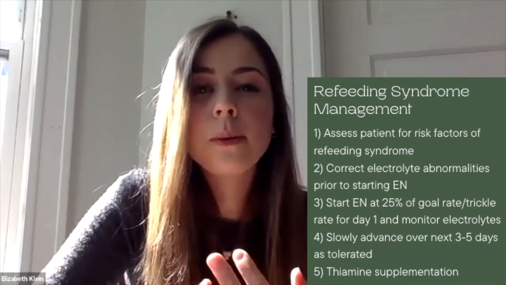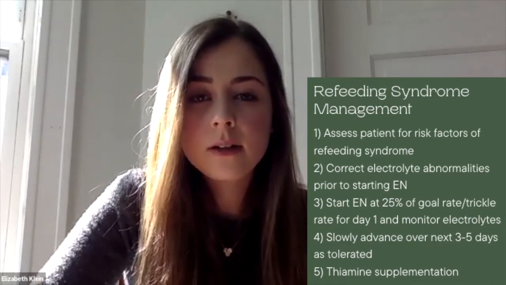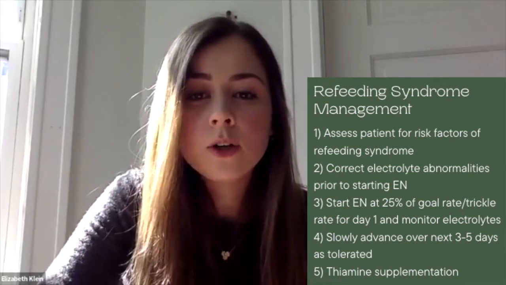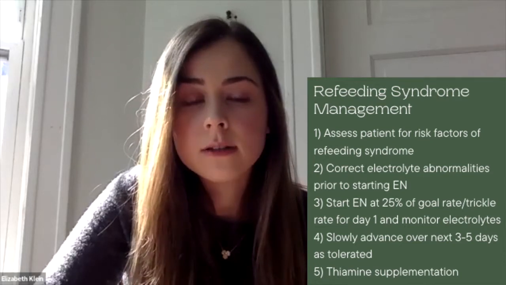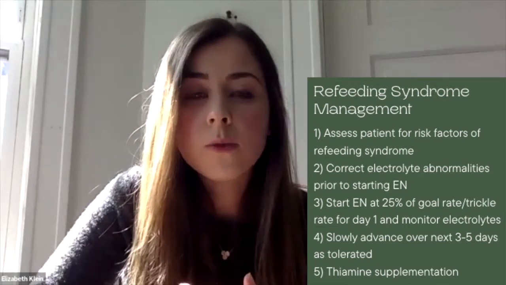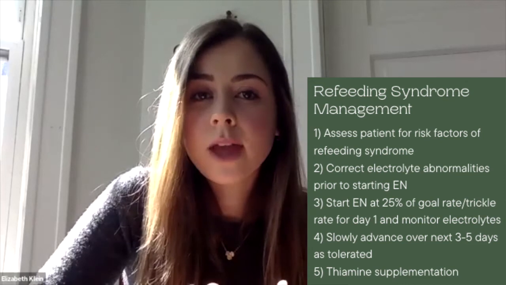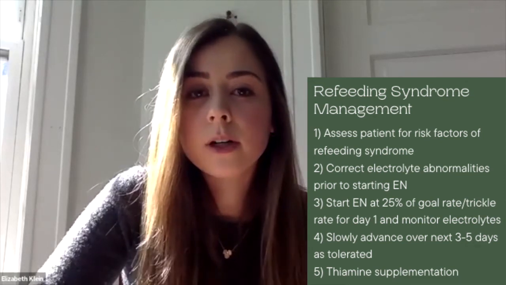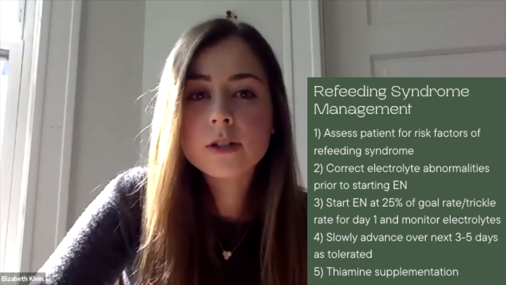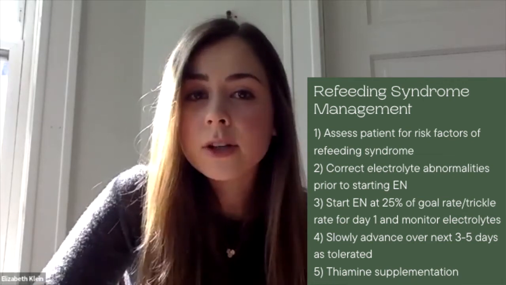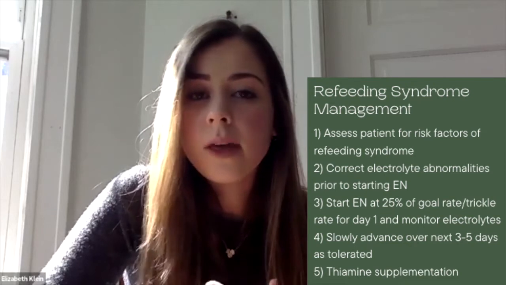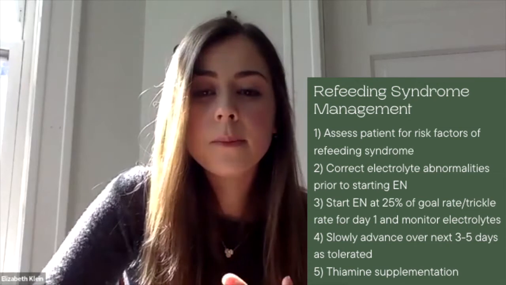So how do we manage patients that are at risk for refeeding or are showing signs of refeeding? Before we even start a patient on enteral nutrition, we want to assess and see if they have any of these risk factors, right? We want to determine their nutritional status, if they are malnourished in some way, if they have a history of alcoholism, and how they've been eating over the past 2 weeks.